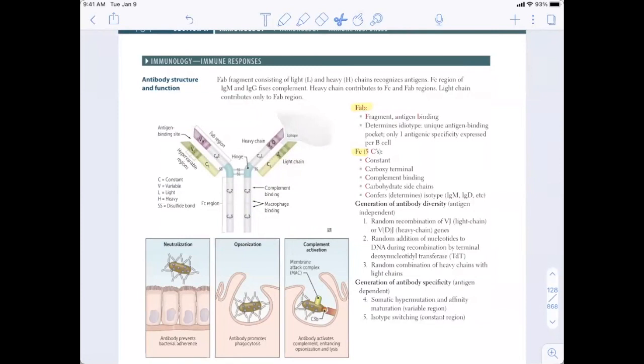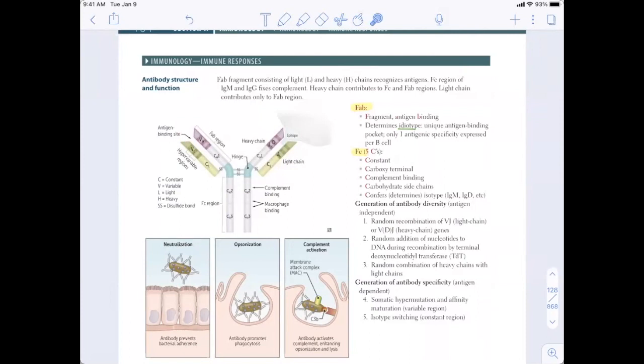So let's start off with the FAB segment, okay? The word here is that it determines what's called your idiotype. That's the key word, right? So the idiotype means it determines what kind of antigen am I going to bind to? Am I binding to a strep antigen or am I binding to a staph antigen? That's what that means, okay? So that's your FAB, and that's where you have your antigen binding site, all right? If you look at it right there, your antigen binding site is going to be right there, okay?